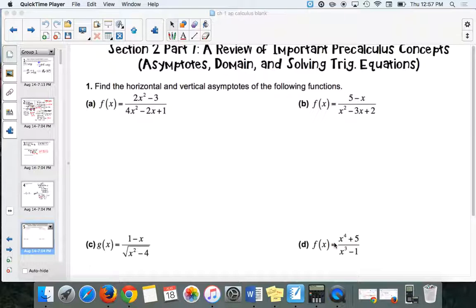So section 2 is on a review of pre-calc concepts, and we're going to break this into 2 days' worth. We're going to do part 1 first, which is going to be asymptotes, domain, and solving trig equations.